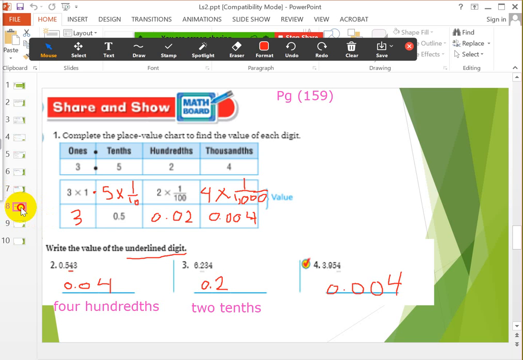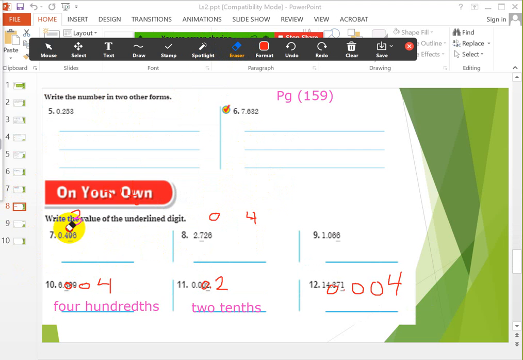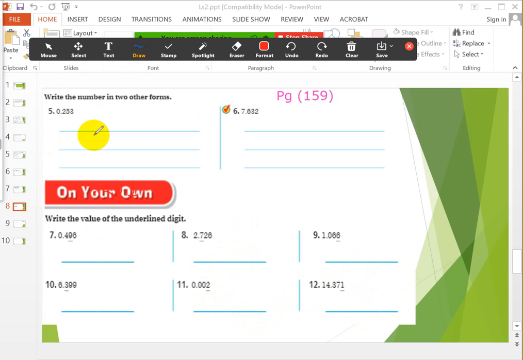Now we will move to the next page. Thank you, girls. Let's move to exercise number 5. Write the number in 2 other forms. Yesterday we talked about 2 forms or 3 forms for any number. So the number can be written in standard form first, in word form, and in expanded form. So I will write this number. The number is already written in standard form here, and I want to write it in 2 other forms. That means I have to write it in word form and in expanded form.